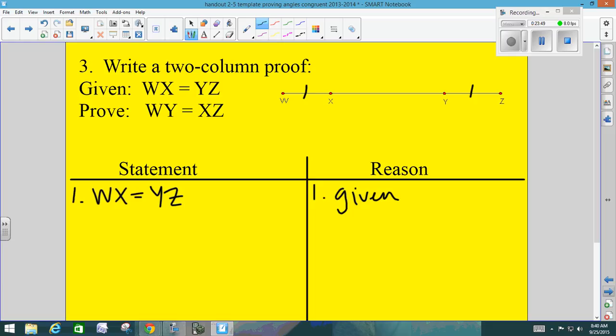Okay, we're trying to prove that WY is the same as XZ then. If I'm trying to prove something about WY, I should probably get that in my proof. So look at WY in your picture. Do we know anything about segment WY? WX plus XY equals WY. Is that what you said? You guys agree with him? The length of WX plus the length of XY would be WY? Ava, what would be our reason for that guy? Good, the segment addition postulate.